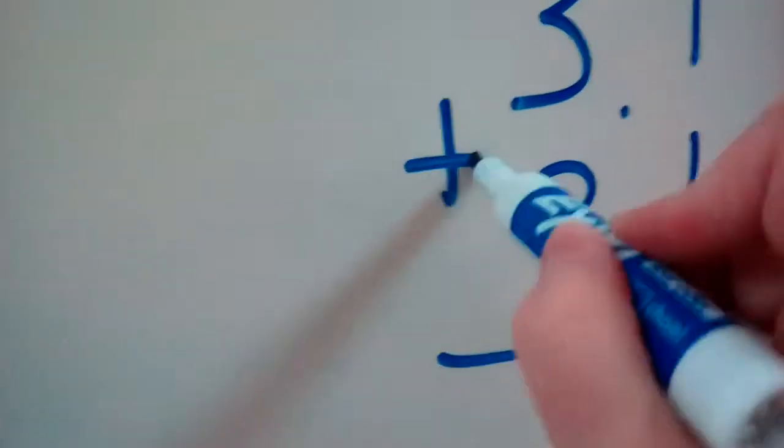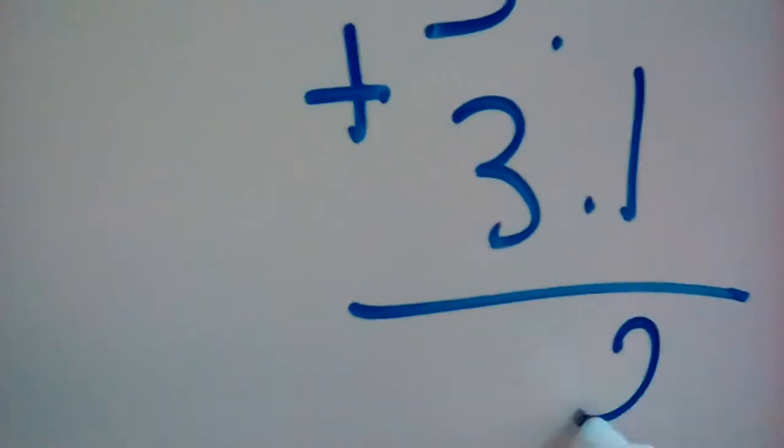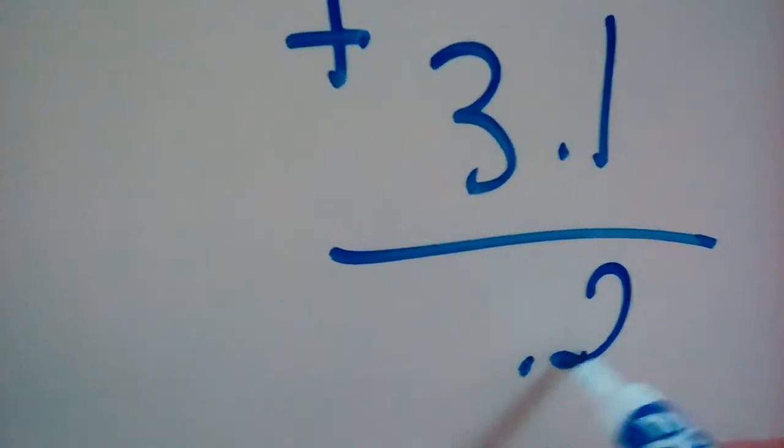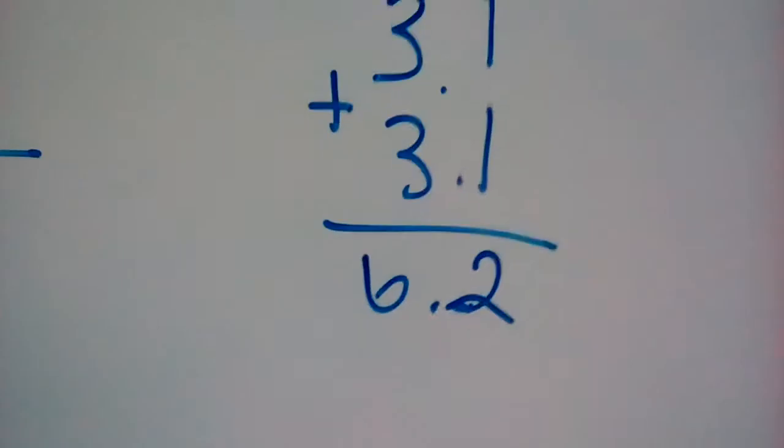Let's try another one. So let's say that I have 3.1 and I'm going to multiply that 2 times. So again, if I come over here and I add it, I go 1 plus 1 and I get 2. Bring down my decimal. 3 plus 3 is 6, so I get an answer of 6.2. Okay, let's see what I get over here.